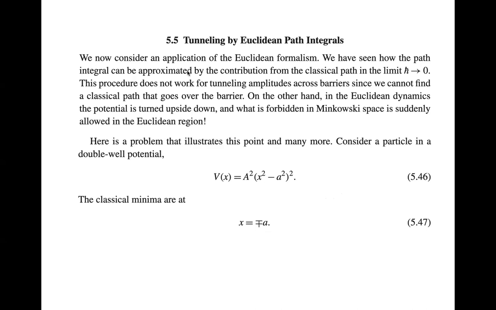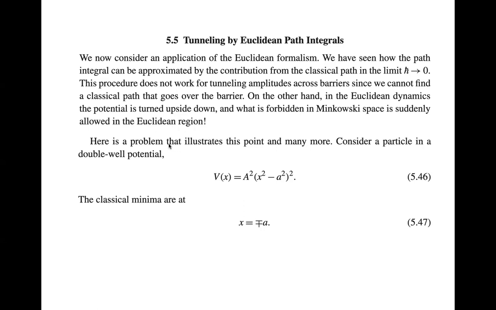So we now consider an application of the Euclidean formalism. We have seen how the path integral can be approximated by the contribution from the classical path in the h bar equal to 0 limit. This procedure does not work for tunneling amplitude across a barrier, since we cannot find a classical path that goes over the barrier. On the other hand, in the Euclidean dynamics, the potential is turned upside down, and what is forbidden in Minkowski space is suddenly allowed in the Euclidean region.